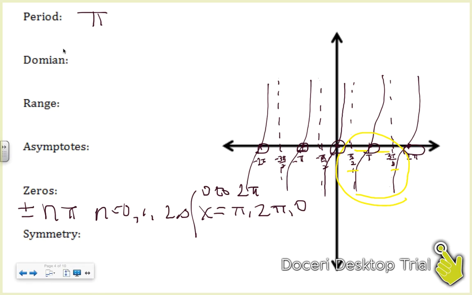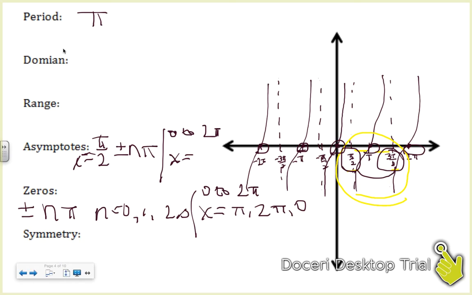My asymptotes, if you notice, are at pi over 2's. You can include every single one of those by saying x equals pi over 2 plus multiples of pi. If you had pi over 2 and you added a complete pi, you'd be at 3 pi over 2. If you added another complete pi, you'd be at 5 pi over 2. Now on your quiz or test, you might just see, tell me all the asymptotes from 0 to 2 pi. That would be x equals pi over 2 and 3 pi over 2.